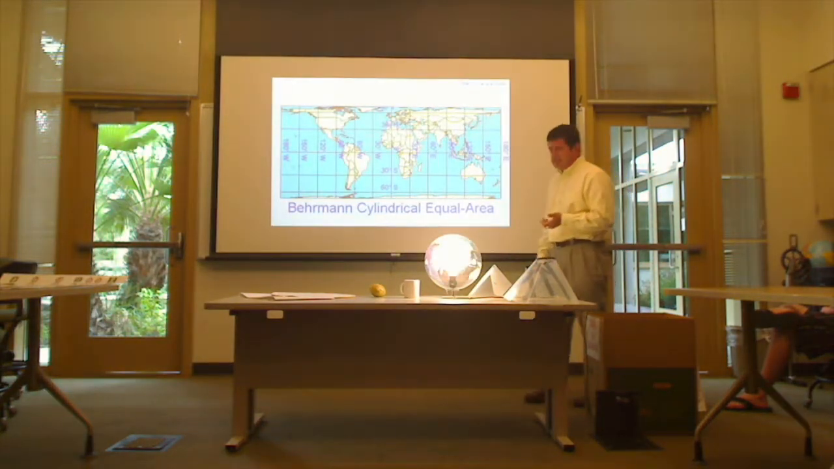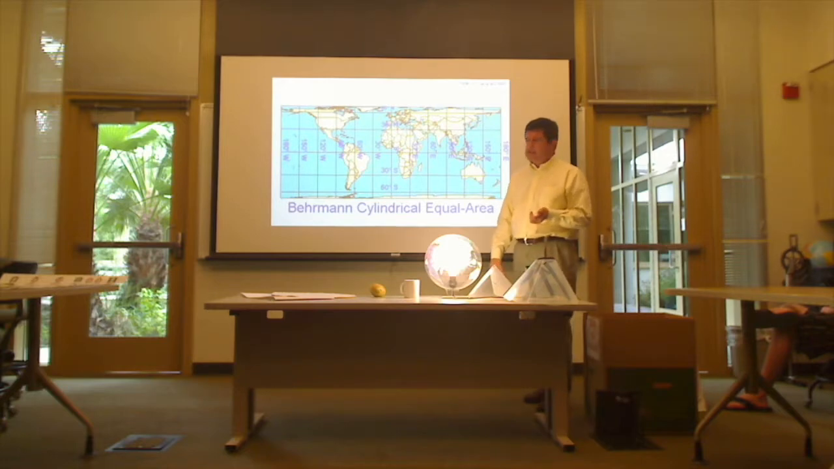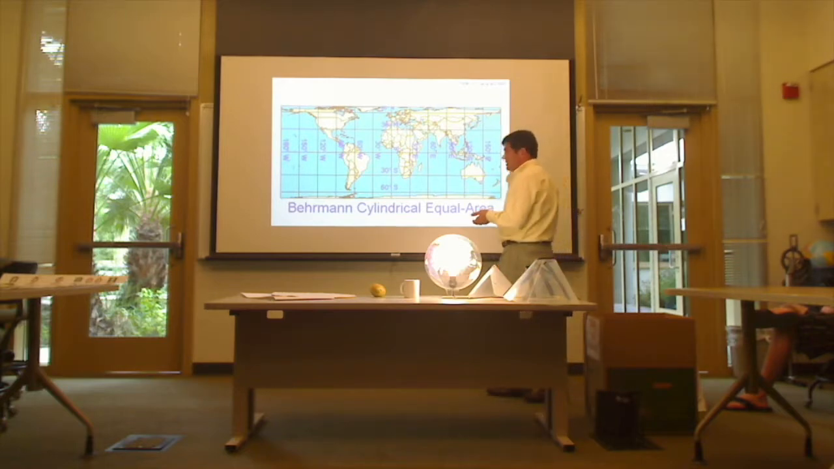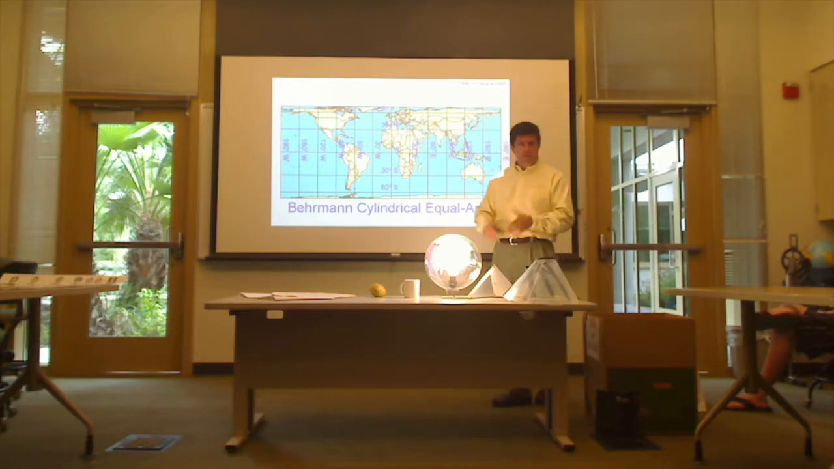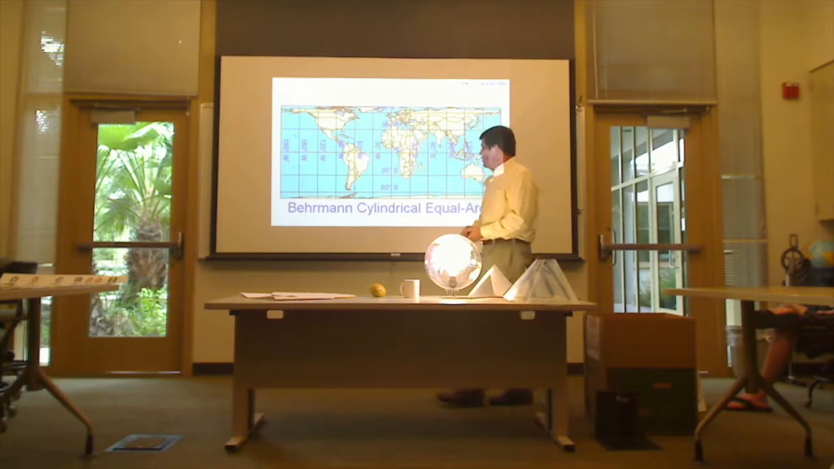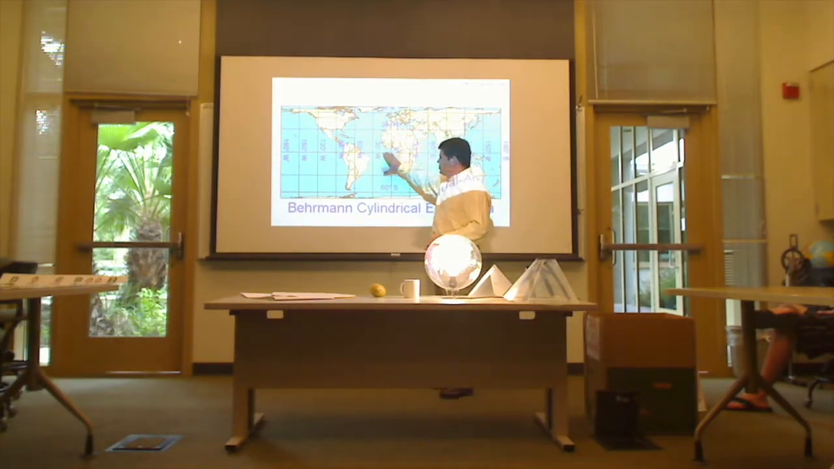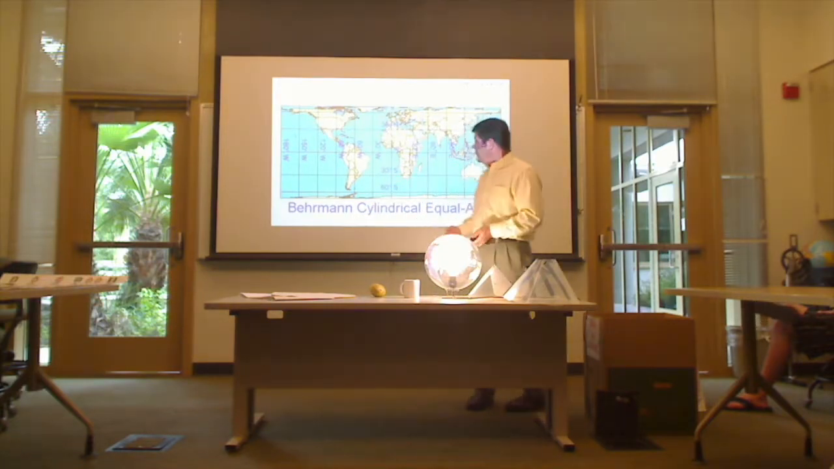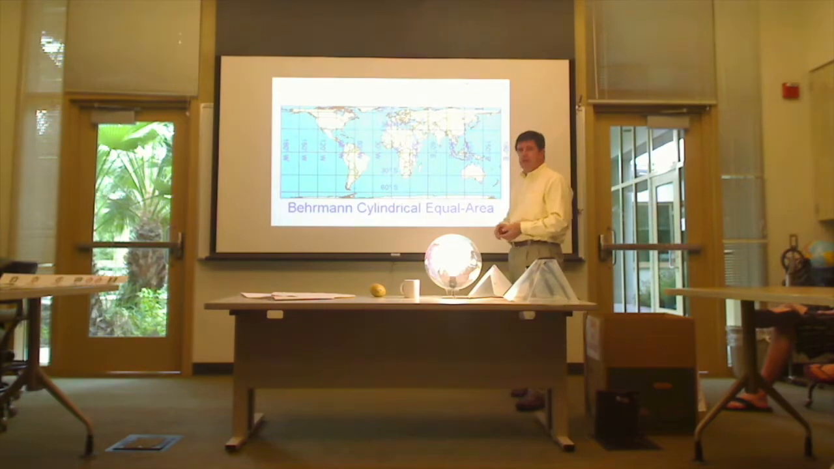Here's a Behrmann cylindrical equal area. You can tell that anything that's rectangular is probably a cylinder, and that whole family of cylinders. Then you can look at the shapes and areas of the quadrangles, as they're getting smaller toward the poles, it could well be equal area. All the angles appear to be right angles, so maybe it passes that test. It turns out it's equal area but not conformal.